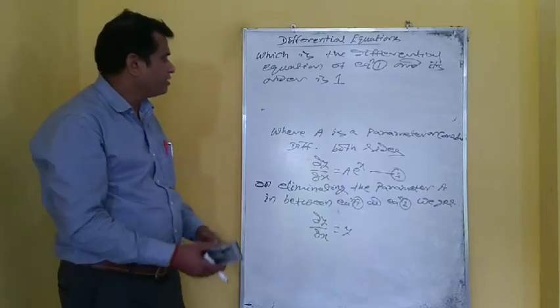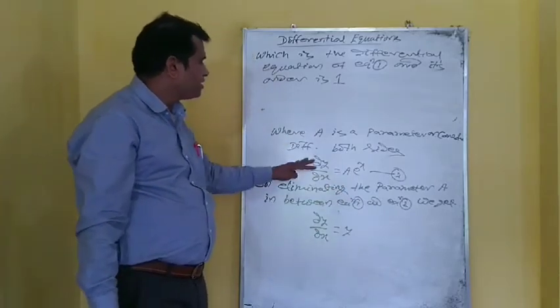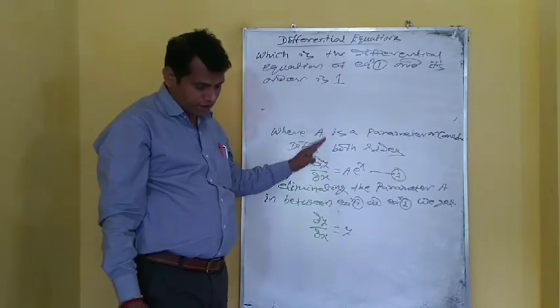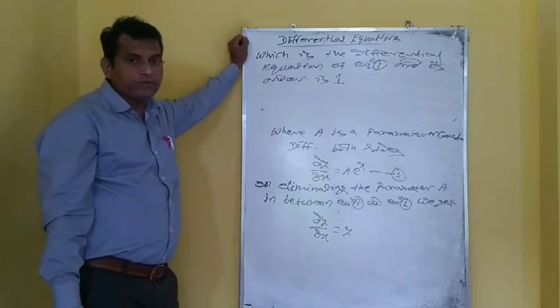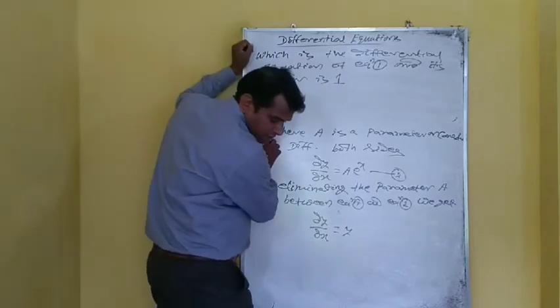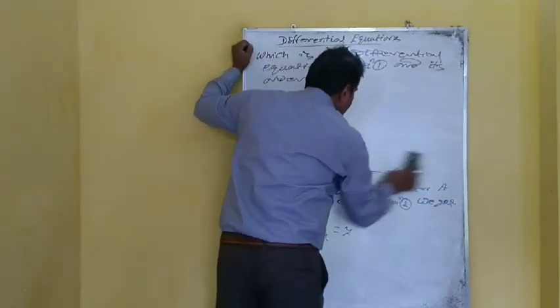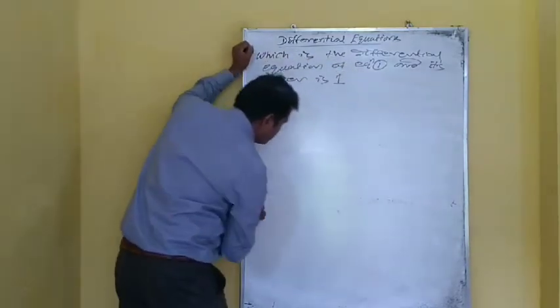Since it is a first order differential equation, its order is 1. Here the number of arbitrary constants is 1, so by eliminating one arbitrary constant, we get a differential equation of first order.